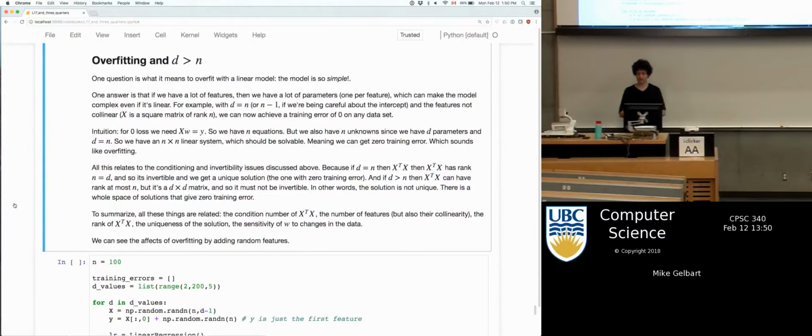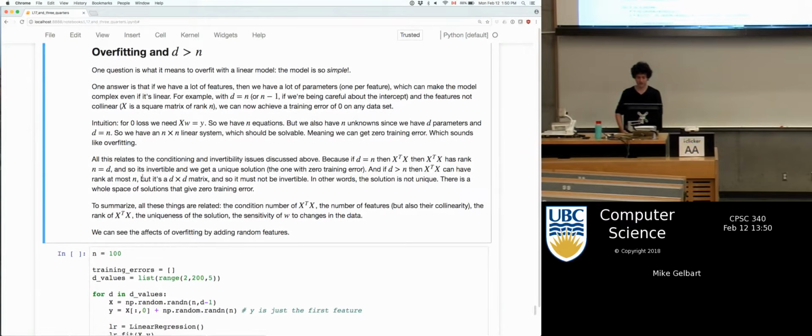Another question is about overfitting in linear models. What does it even mean for a linear model to overfit? Because it's just linear. How complicated could it be? Overfitting is like, ooh, crazy squiggles, RBFs, high degree polynomials, but this is just a line. So what does it even mean for a linear model to overfit?